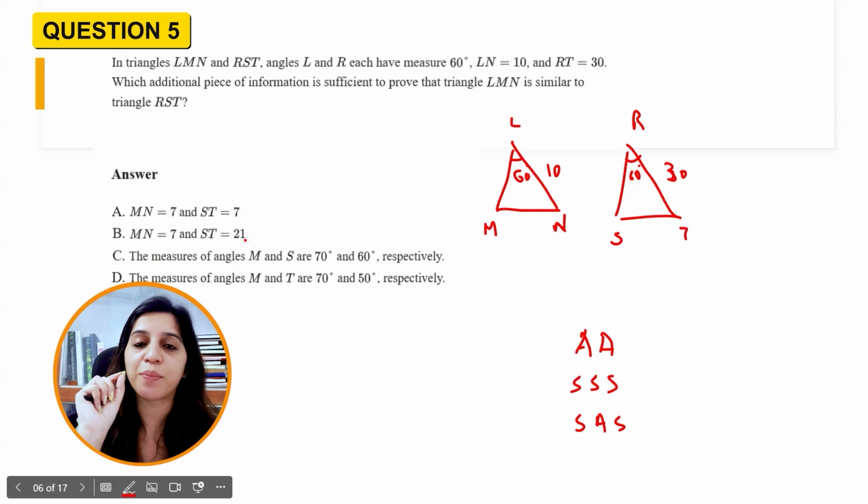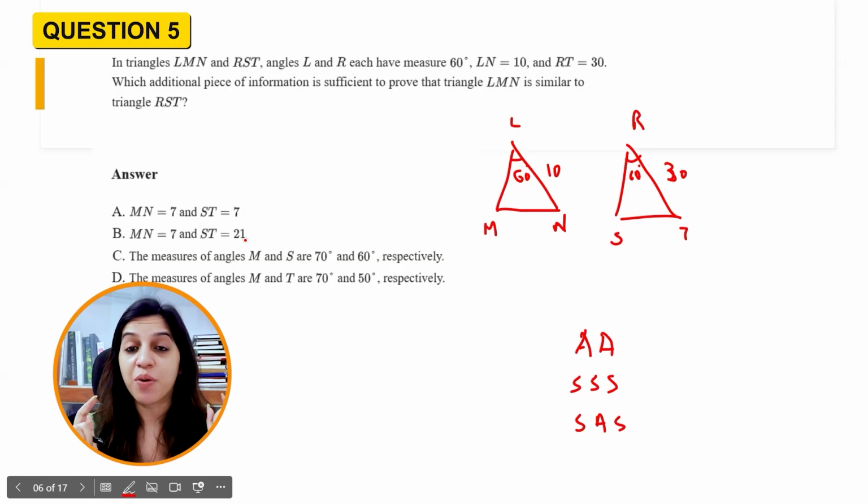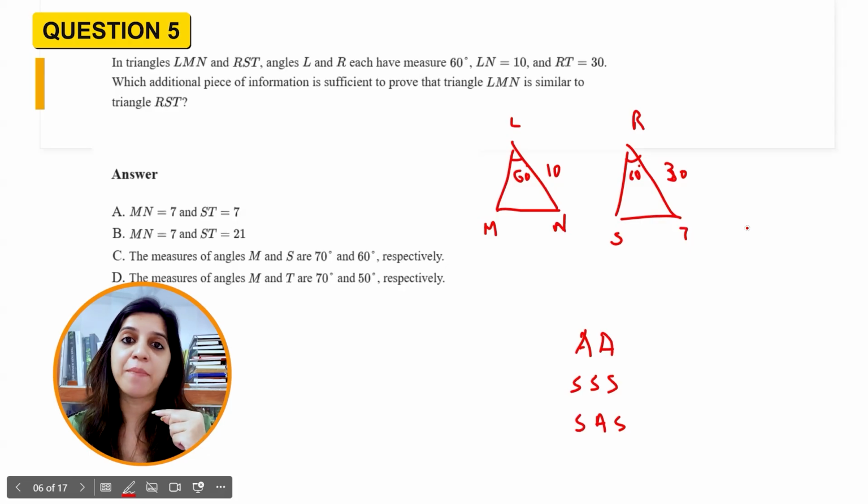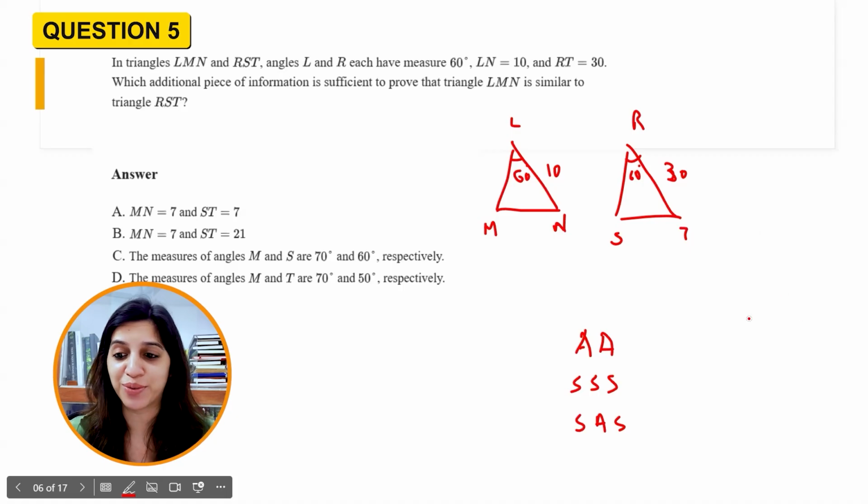Most of the students will mark this correct, move on, and in the final find that it was wrong. Why is this wrong? MN is 7 and ST is 21 might be true. This I might say is true as an after effect of proving similarity. Right? This is a conclusion I could draw from the similarity, but this doesn't help me prove they're similar because I have no condition of similarity, no rule of similarity. That is ASS. No, no. ASS is no rule of similarity.